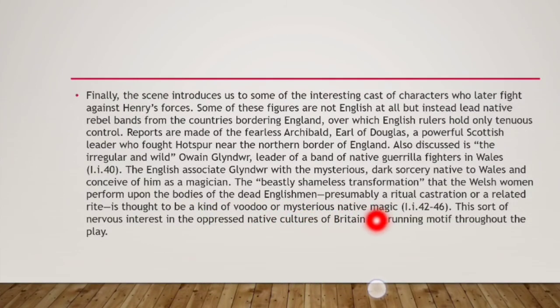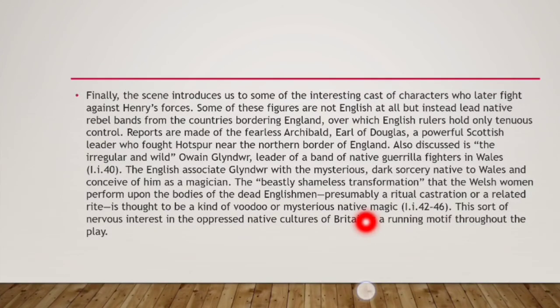And then again, there is a reference to how the Welsh women mutilate the bodies of English soldiers. Soon after the battle and soon after Mortimer is captured, the Welsh guerrillas lay the bodies of the English fighters out on the streets, and the Welsh women mutilate the bodies, and this is considered to be a voodoo ritual, a black magic kind of ritual, a native magic.